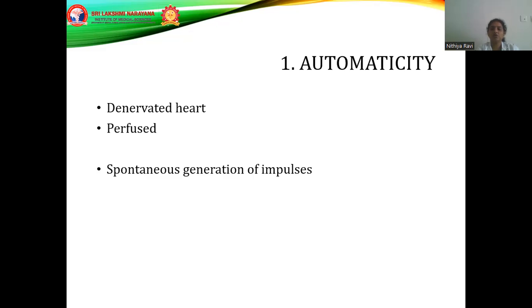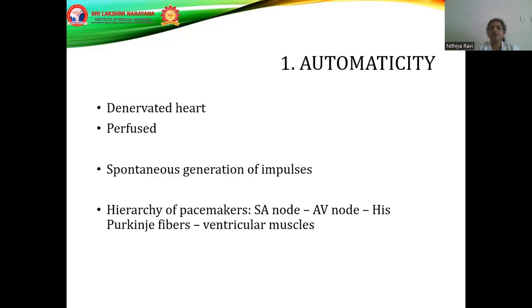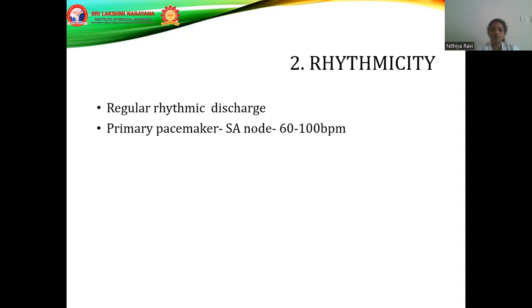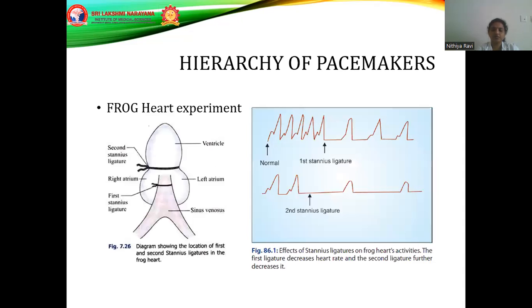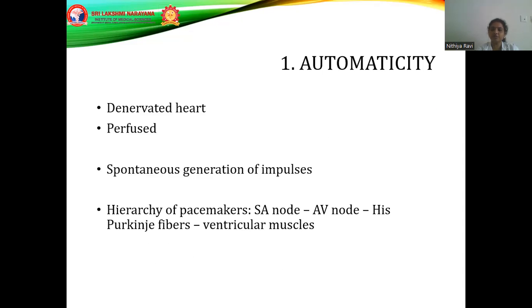This is one of the most unique properties of cardiac muscle. The hierarchy of these pacemaker tissues is as follows. High up in the list is the SA node, followed by the AV node, then the His-Purkinje fibers, and the ventricular muscles. What brings about this hierarchy? It's basically the number of impulses which are produced spontaneously. Here you can see that the SA node produces the highest number of impulses. The details of this we'll be seeing later.